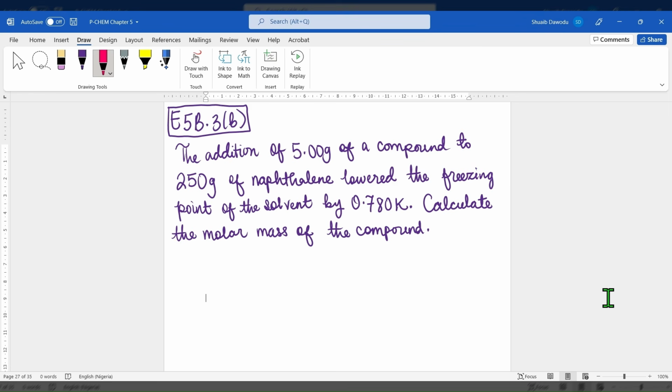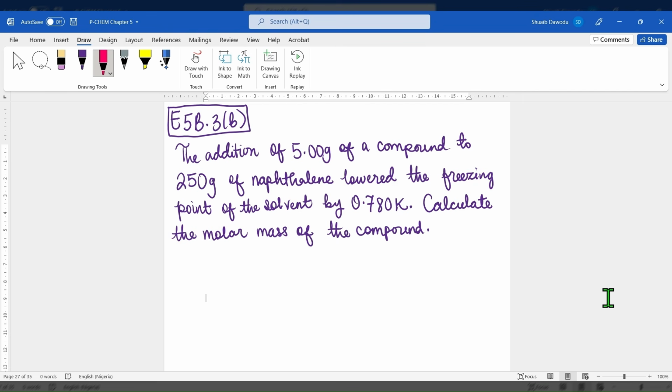So today we're going to be working on the question on the screen that says the addition of 5.00 grams of a compound to 250 grams of naphthalene lowered the freezing point of the solvent by 0.780. Calculate the molar mass of the compound. So we are asked to determine the molar mass of the compound.